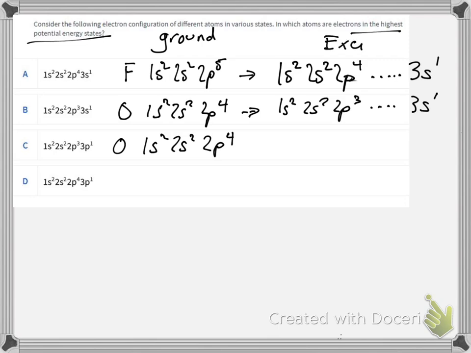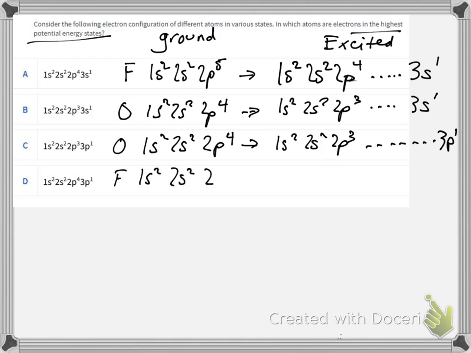So it's really ground state versus excited state. And then what we're taking here is 1s2, 2s2, 2p3, and we're promoting that 4th p electron up to 3p1, even farther out than the 3s. And then we do the same thing with fluorine, starting with its ground state, 1s2, 2s2, 2p5. You take that electron and we put it out to the 3p1.